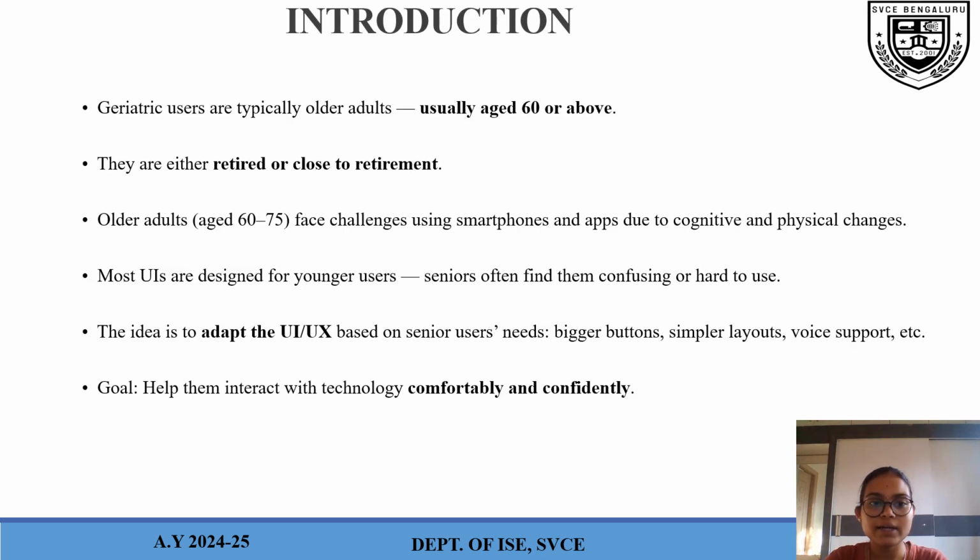You'll be wondering what geriatric users are. Geriatric users are typically older adults, usually aged 60 or above. They are either retired or close to retirement. Older adults aged 60 to 75 face challenges using smartphones and apps due to cognitive and physical challenges.